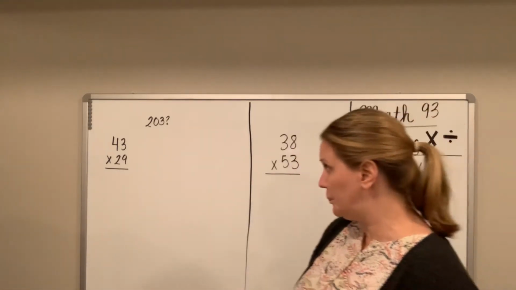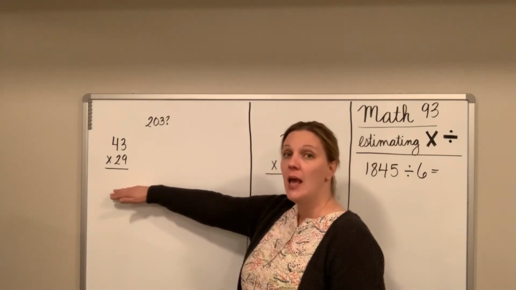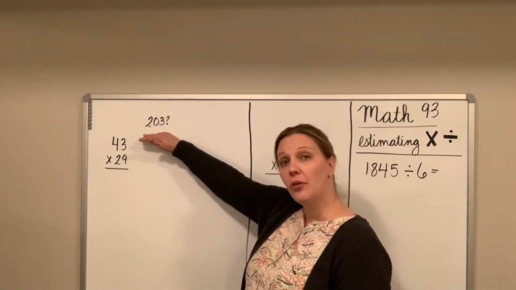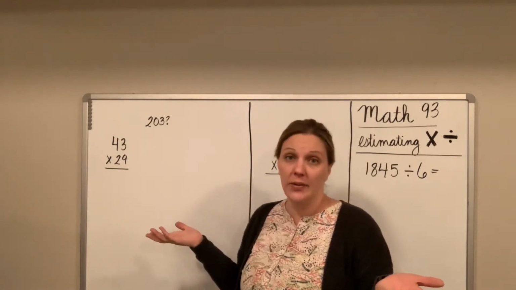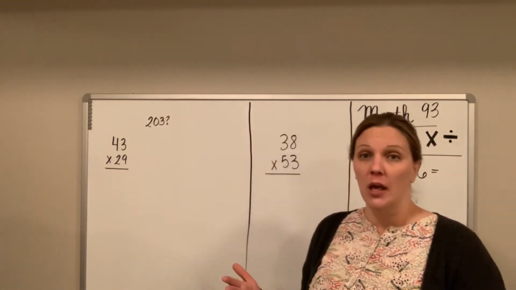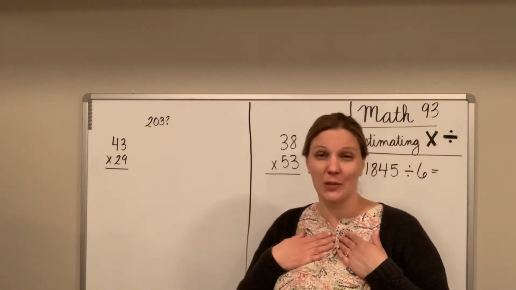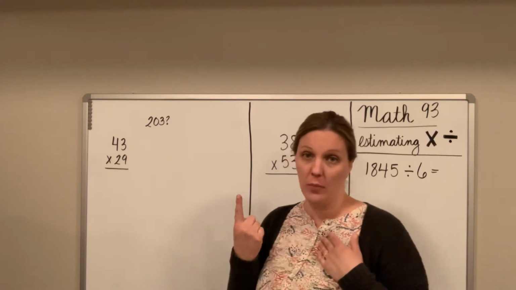For example, if Jim was multiplying 43 times 29 and he came up with the answer 203, we're going to check it to see if his answer is reasonable. So when we estimate, we are going to round. Typically, when we're estimating for calculation purposes, we don't round a single digit number at all. We just leave that the same.